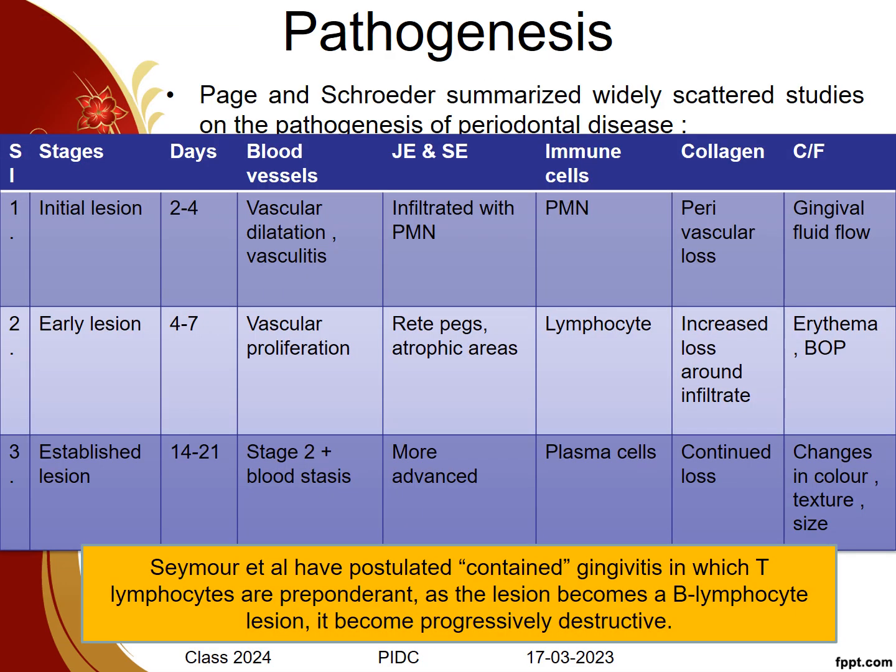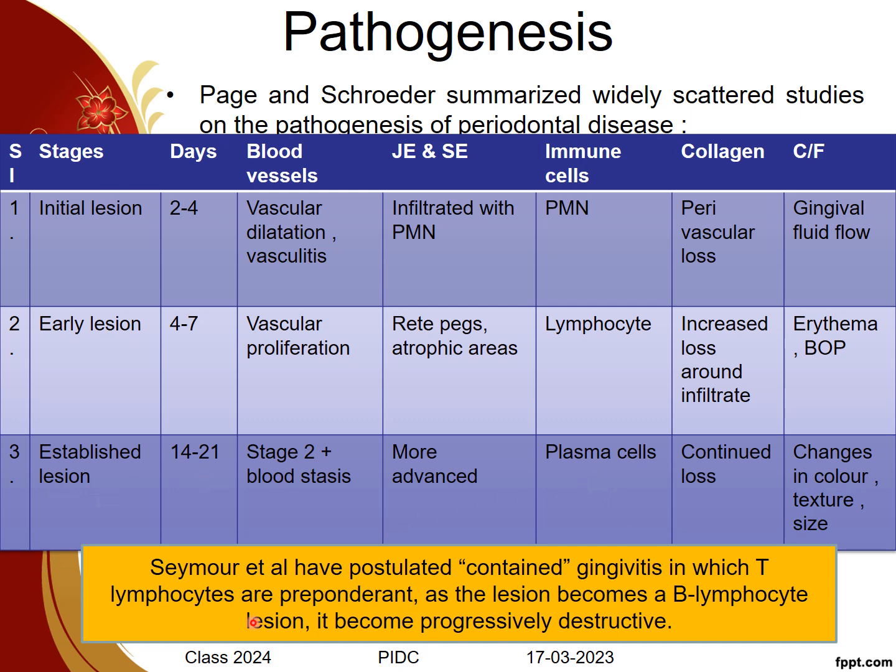So coming on to the pathogenesis of any periodontal disease. I think we have already seen this slide many times. So initially when you are leaving the plaque behind for 2 to 4 days, then it would result in the initial lesion where the neutrophils are predominant, and if you leave it for more than 4 days to 7 days, it goes into the early lesion where the lymphocytes are predominant and you would have more of erythema and bleeding on probing seen. If it is an established lesion within 14 to 21 days, you would see more plasma cells present.